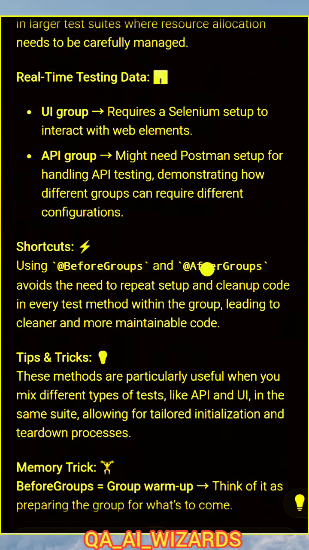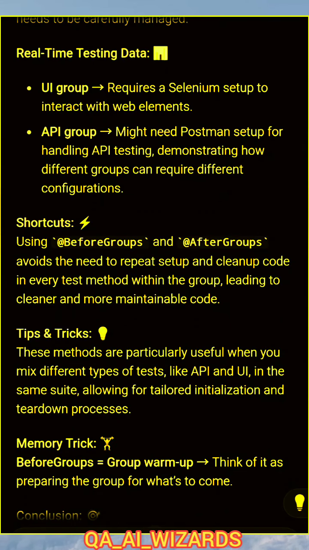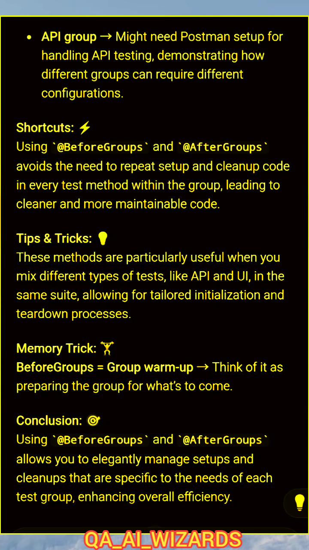So shortcut, using before groups and after groups avoids the need to repeat the setup and cleanup code in every test method within the groups, leading to cleaner and more maintainable code. So tips and tricks. These methods are particularly useful when you mix different types of tests like API and UI in the same suite, allowing for tailored initialization and teardown processes.